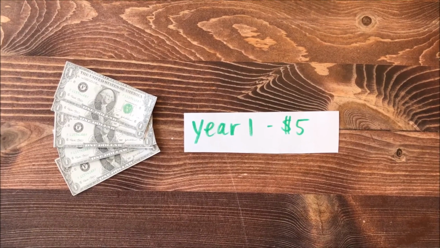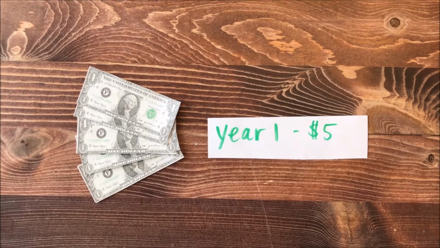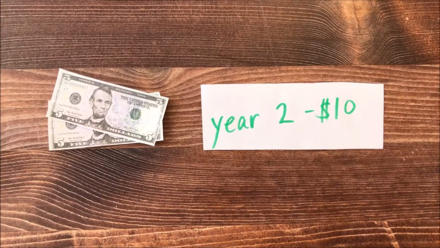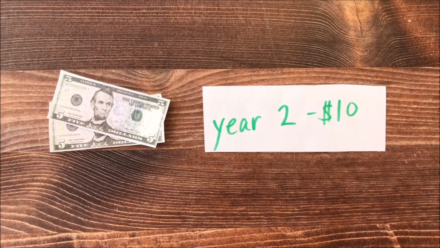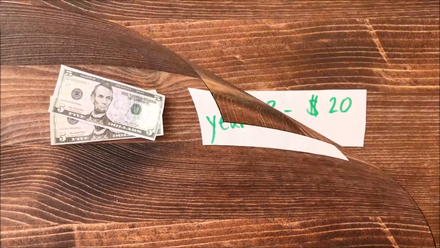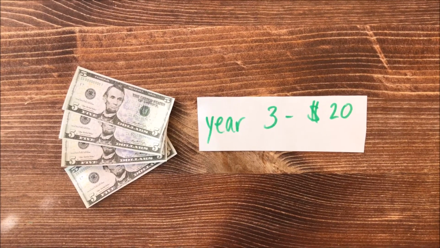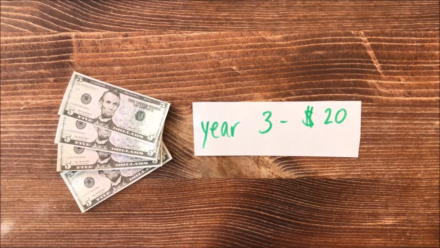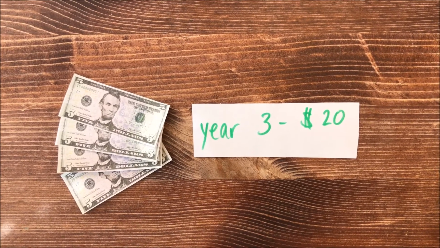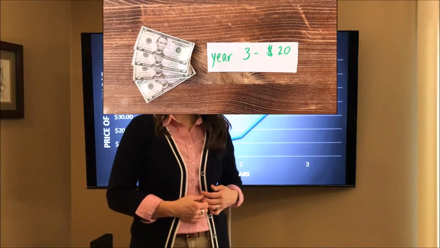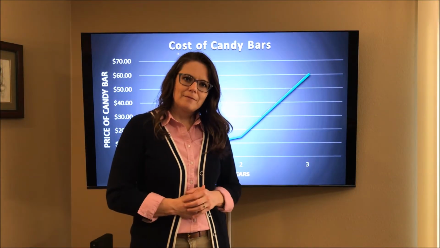Here we have our income. For year one, it's a $5 annual income. Year two is a $10 annual income, doubled from year one. Year three is a $20 annual income, doubled from year two, and 4 times the income of year one. So let's begin.